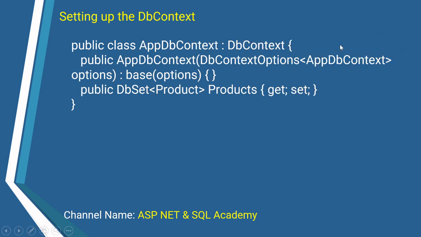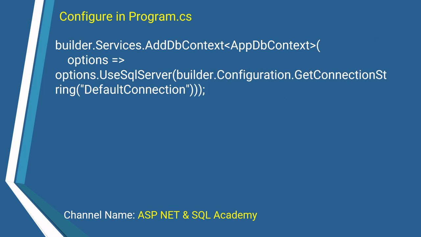Next, we will add a DB context class which tells Entity Framework how to talk to our database. We will configure the database connection in program.cs and add it to the dependency injection container.